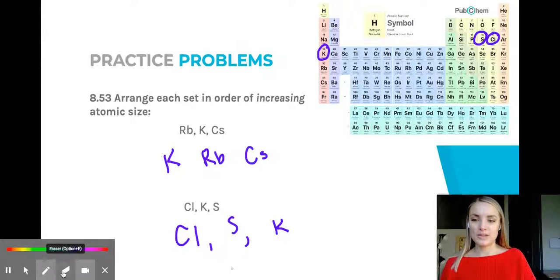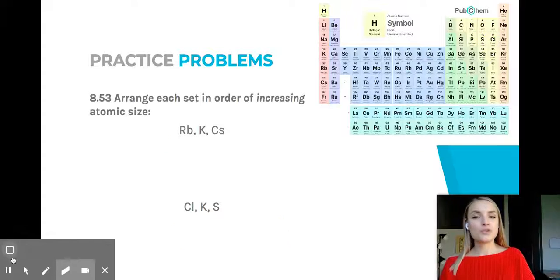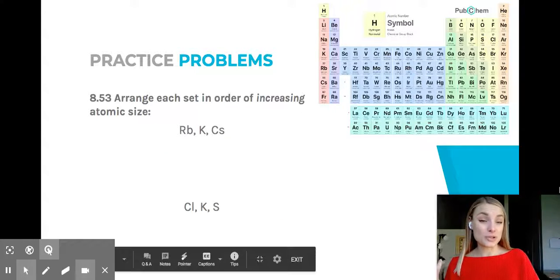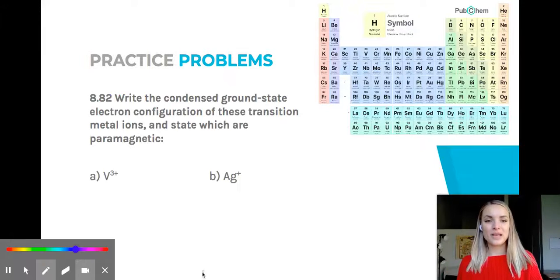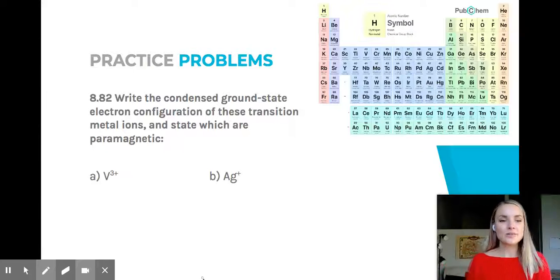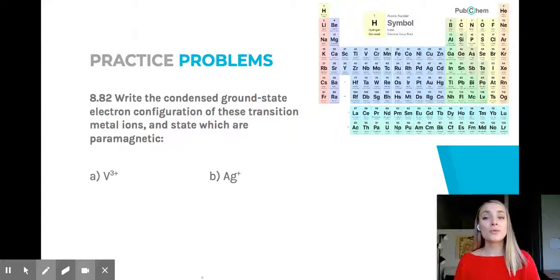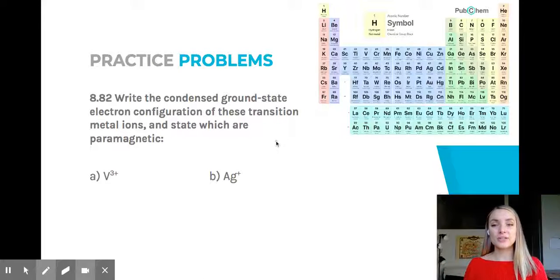All right, hopefully that was not too much of a challenge. And like I said, a lot of the stuff today is or should be relatively familiar. Right. Here is problem 8.82. Write the condensed ground state electron configuration of these transition metal ions and state which are paramagnetic. So first up is vanadium.